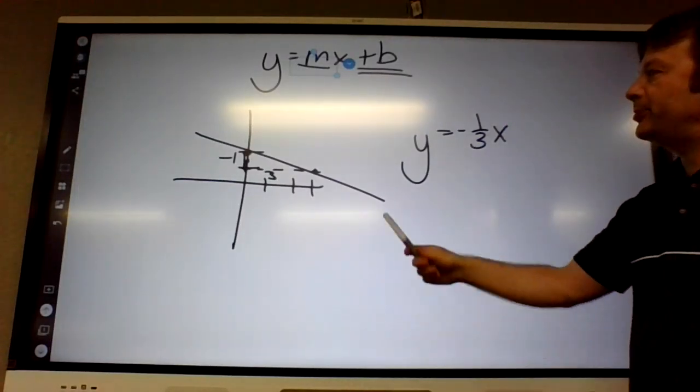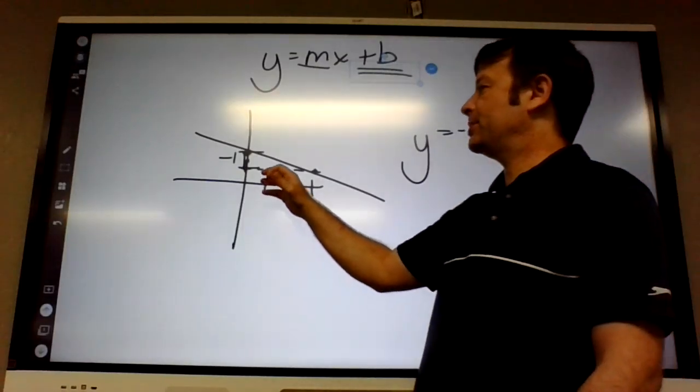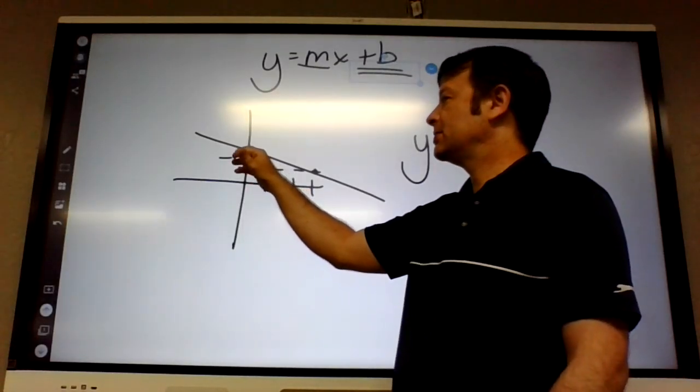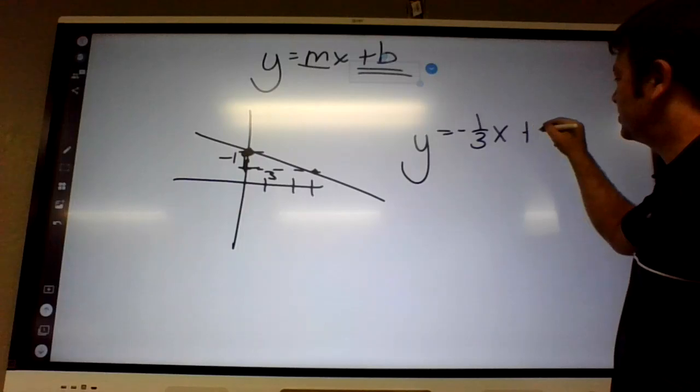Okay, how do we find the b value? It's just where the y-intercept is. Okay, it's the y-intercept. Where does it cross the y-axis? 2. So it's plus 2.